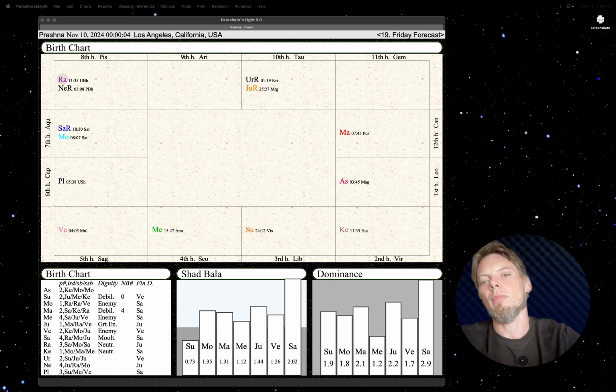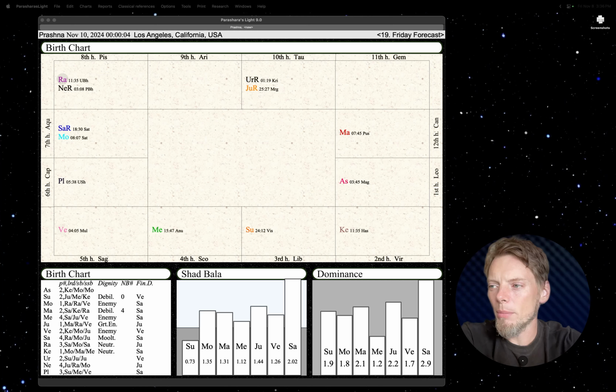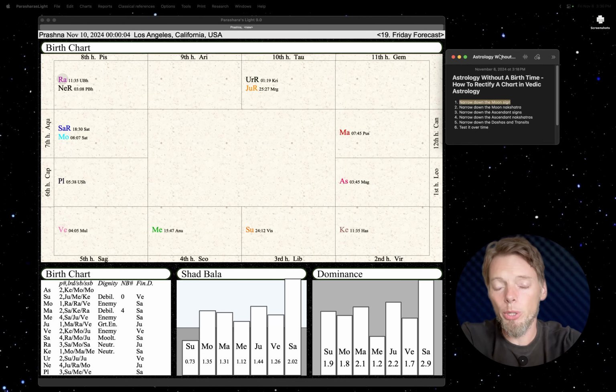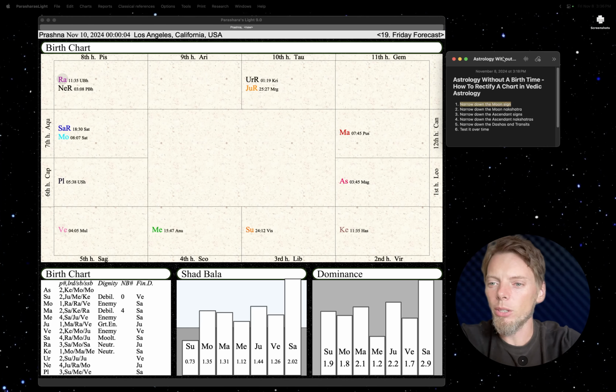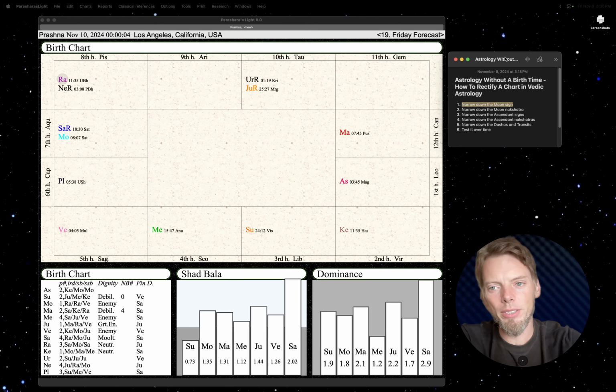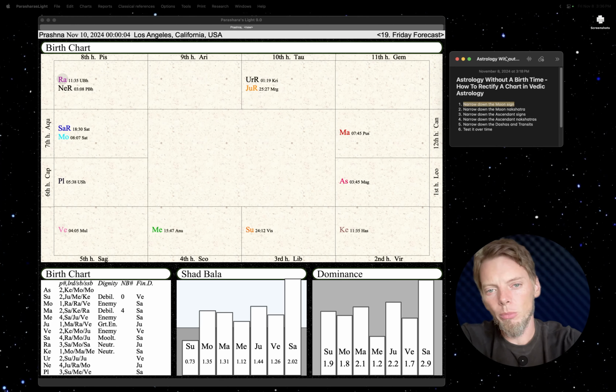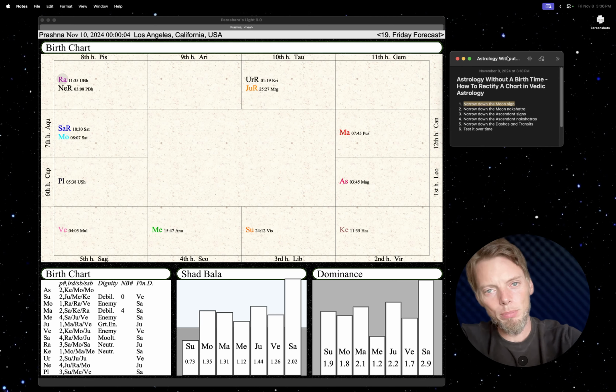So, all that to say, right? We're just doing step one here for the birth chart rectification, which is trying to narrow down the moon sign. Is it Capricorn? Is it Aquarius? Are you more about following the rules or creating new rules? Not just breaking the rules.